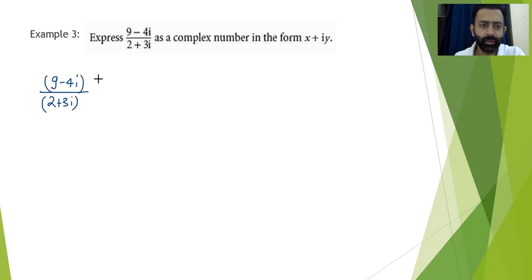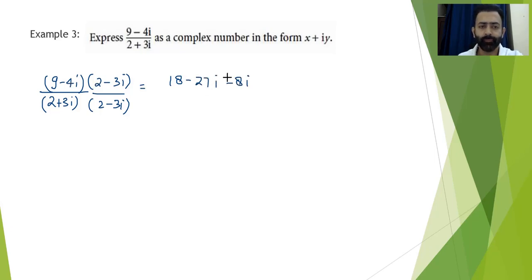this will be multiplied by its conjugate. Whose conjugate? Whatever is the complex number which is in the denominator. Okay, so this is 2 minus 3i and this is 2 minus 3i. Okay, so the numerator will become 9 into 2 is 18. This is minus 27i. This is minus 8i. And minus 4 into minus 3 is 12i square, right? Plus 12i square, and i square will be minus, so ultimately you will get minus 12.